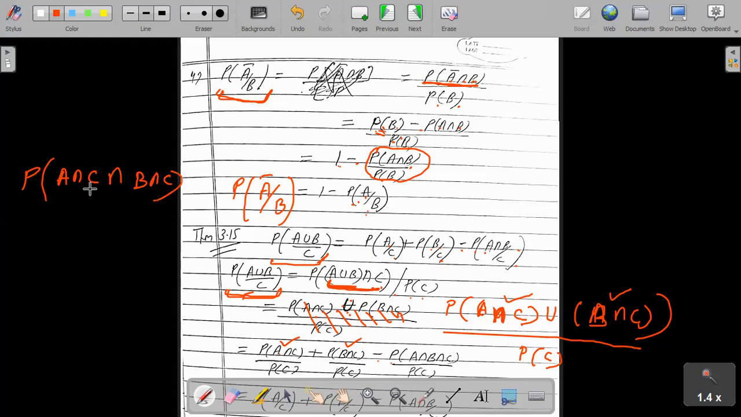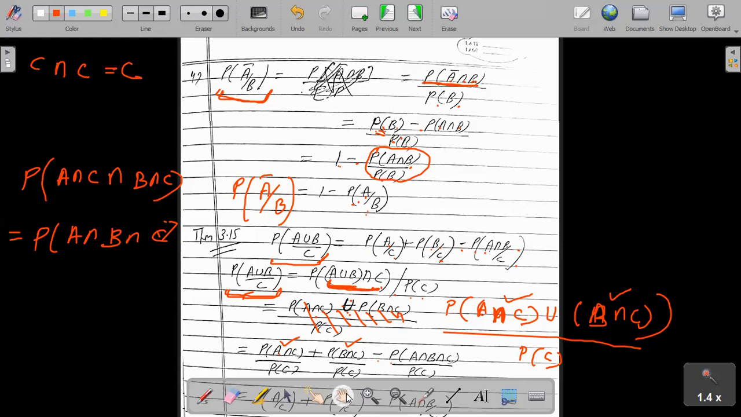Again if you see, in this set C is coming twice, but we know any set intersection with itself is nothing but the set itself. So this can be written as probability of A intersection B intersection C. So that's it, we just apply this formula here. So we get probability of A intersection C plus probability of B intersection C minus probability of A intersection B intersection C, and in the denominator probability of C was there, which is common.